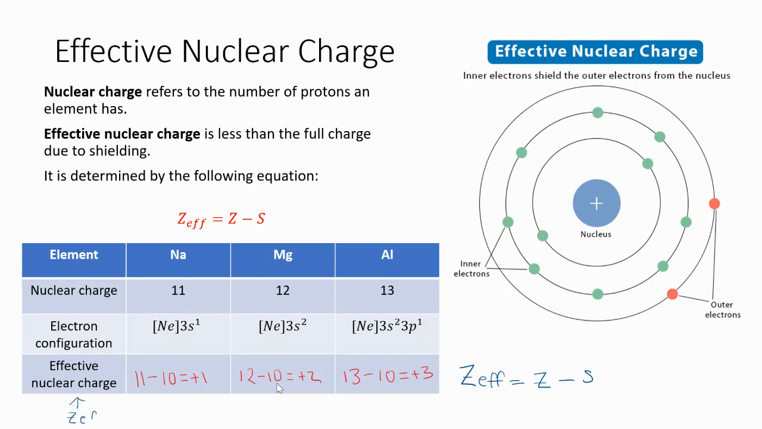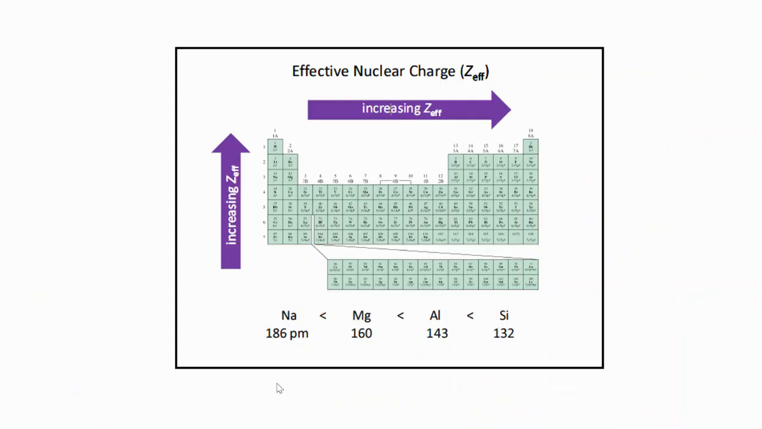So going back to our formula, what do these things actually mean? Well, ZF refers to the effective nuclear charge. Z refers to the nuclear charge or the atomic number of the element, and S refers to the number of electrons in the inner shells.